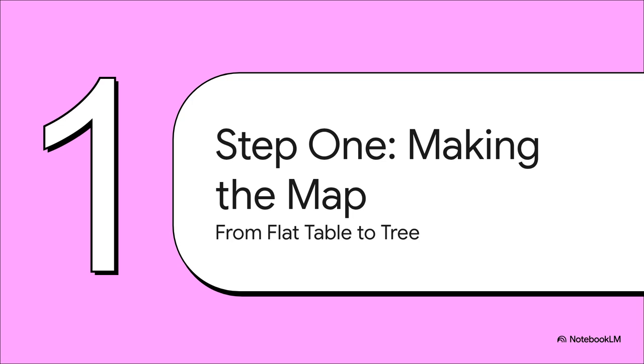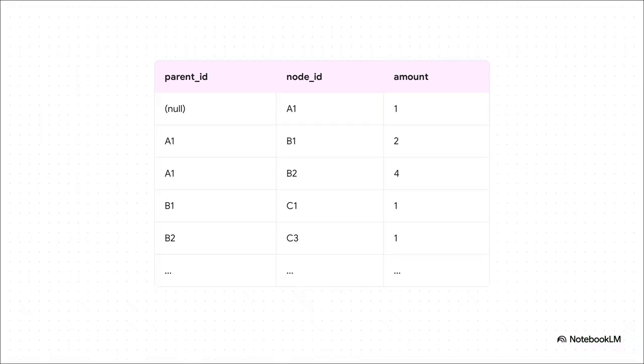Okay, so let's break that down. First up, step 1, making the map. This is where we take a standard, flat table of data and transform it into a powerful, interconnected tree that HANA can understand in an instant. Now, take a look at this. It probably looks really familiar, right? This is the kind of raw data most businesses are working with every single day. It's just a simple table. You've got a node ID, that could be an employee, a product, whatever, and a parent ID that links it up to its manager or its category. This is our starting point.